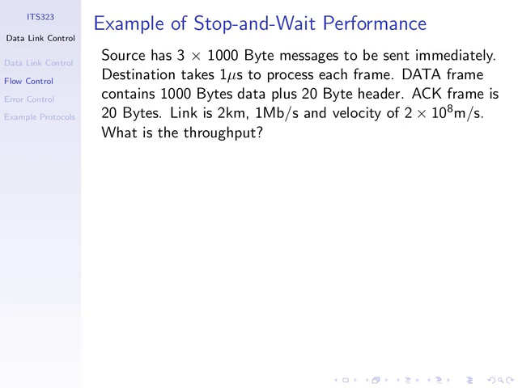So the source, A, at the start, has 3,000 bytes to send, or 3 messages, 3 separate pieces of data, each of 1,000 bytes in length. So let's say data 1, data 2, and data 3, each are the same size. This is what comes from the network layer to the data link layer at A, at the source. What does the source do? Let's say instantaneously it receives 3 messages, each of 1,000 bytes. What does it do?